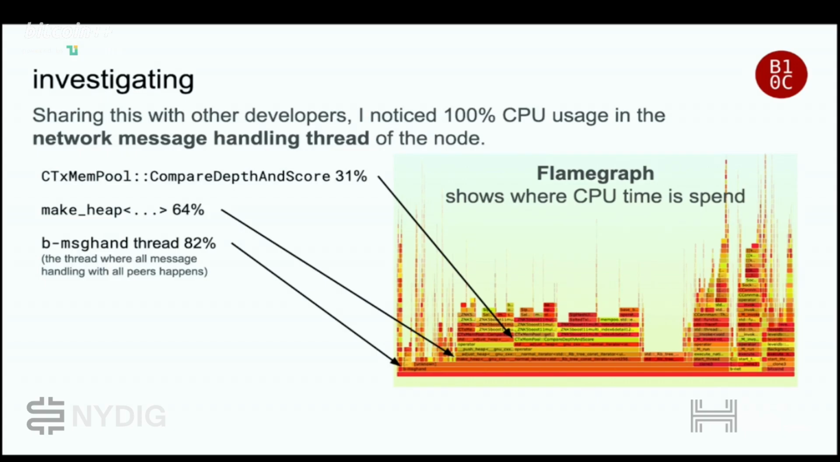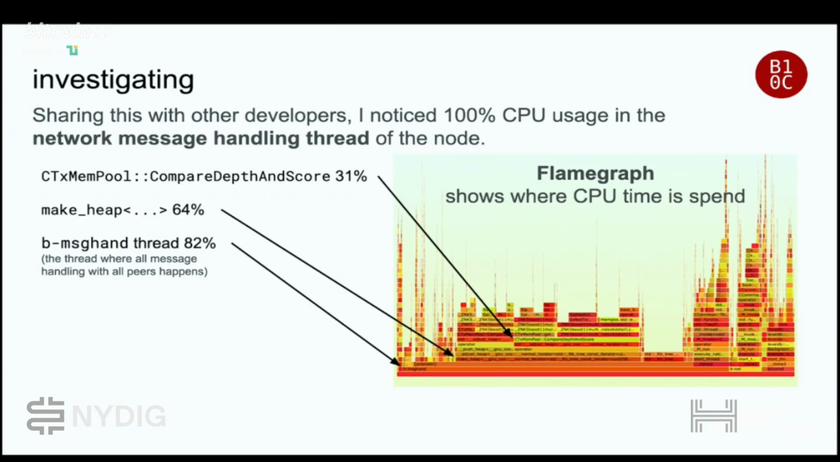And here in the bottom function, at least this is a thread called b-msghand. So it's the message handling thread of Bitcoin Core, talking to P2P clients and so on. We were spending 82% of our time, and then in a function called MaybeKeep, I wasn't aware of what this is and what this does. We were spending 64% of our time, and then in this obscure CTxMemPoolCompareDepthAndScore, we were spending 31% of our time. And I didn't know what CTxMemPoolCompareDepthAndScore does.